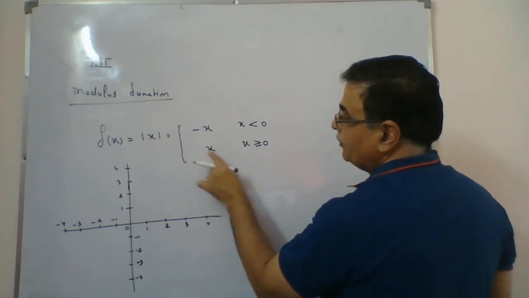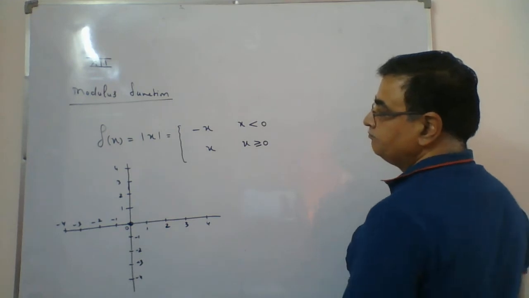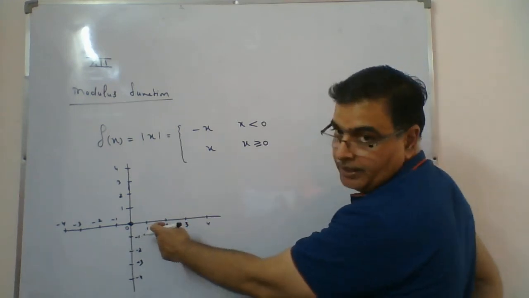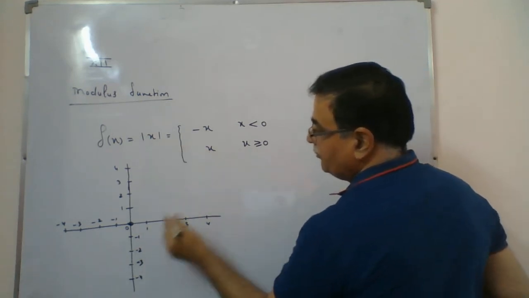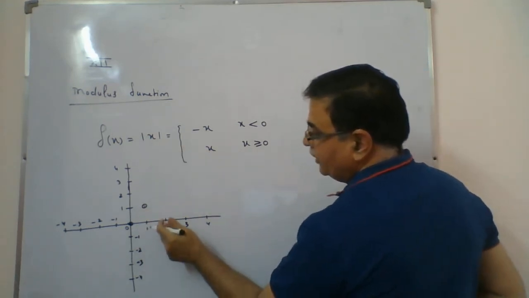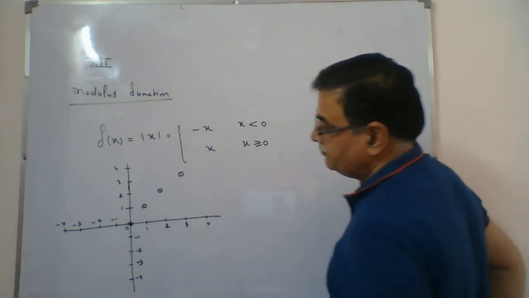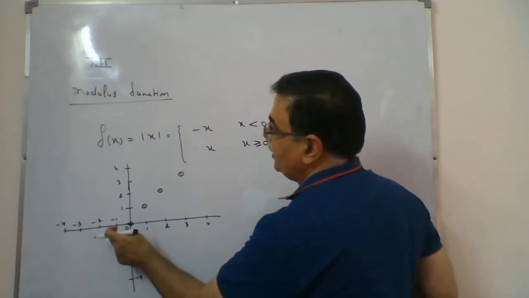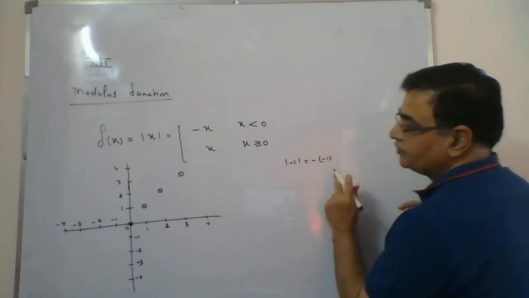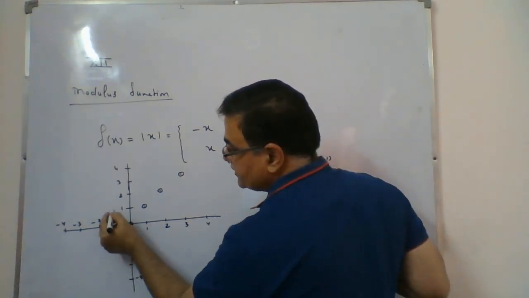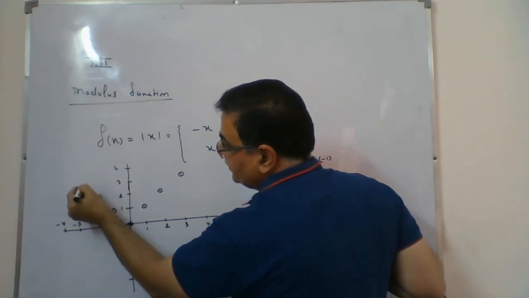Now check this. When you put x as 0, it will come out to be 0. So at 0, the curve will give 0. Then when you give x as 1, 1 means a positive number, so modulus 1 will be 1. At 2, it's 2. At 3, it's 3. Same way when you go for minus 1, modulus of minus 1, then what should I write? Minus of minus 1 comes out to be plus. So minus 1, it's 1. Minus 2, it's 2. Minus 3, it's 3.